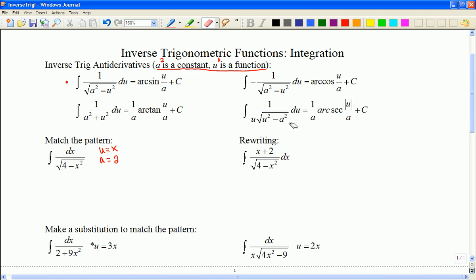So let's keep going on this example. If I was then to apply the pattern up to here, I would end up with the arc sine of x over 2.